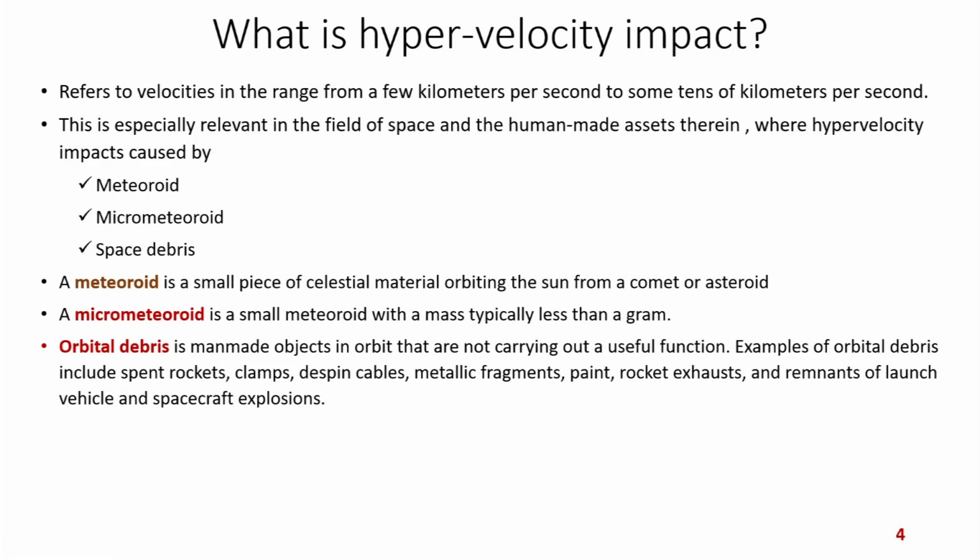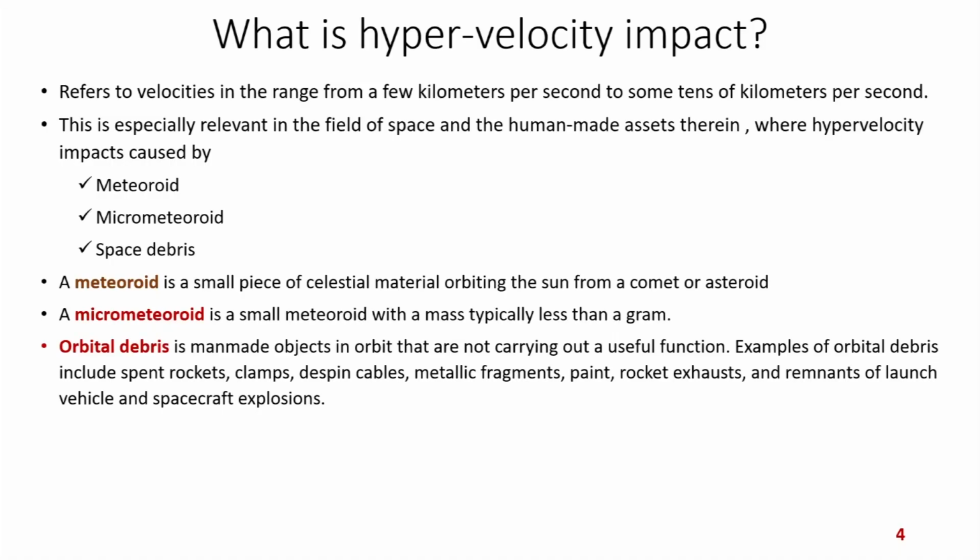And what is orbital debris? Orbital debris are man-made objects in orbit which are not carrying out any useful functions, like spacecraft, the space shuttle or the space station. What are the examples? The examples are rockets, the upper stages of rockets which are used to inject the spacecraft into orbit. After the injection, these may remain in orbit without doing any useful function, so they act like debris.